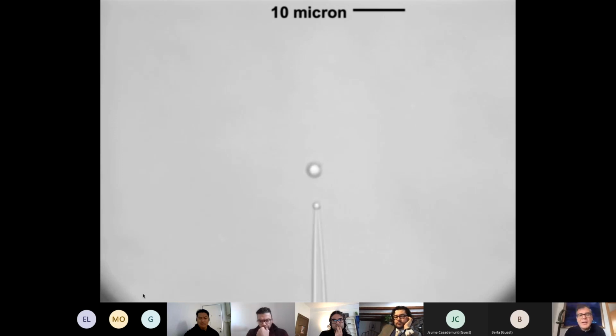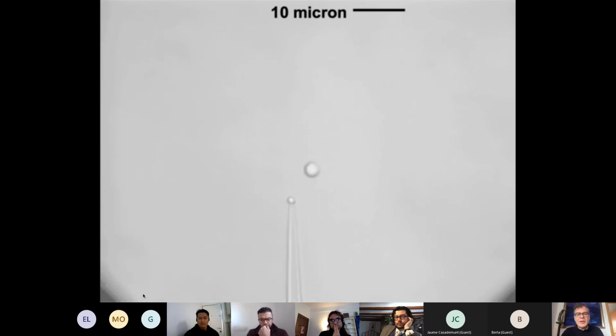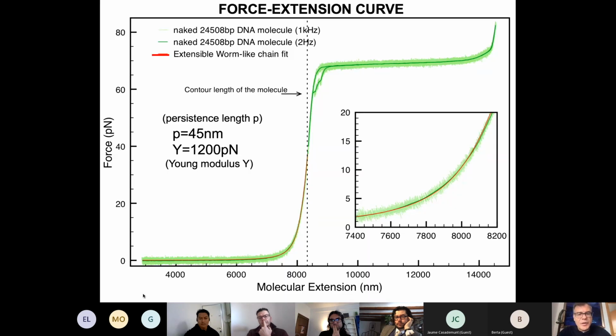Now I can start measuring because I have a tether, and I measure the deflection of the force by measuring the change in light momentum using position-sensitive detectors in my instrument, while I measure the extension of the molecule. I could do video imaging here. We use another method, but it's basically equivalent. And this is what you get for the force versus extension of this DNA molecule.